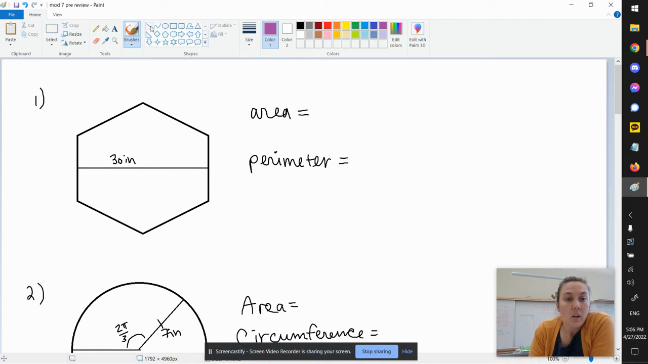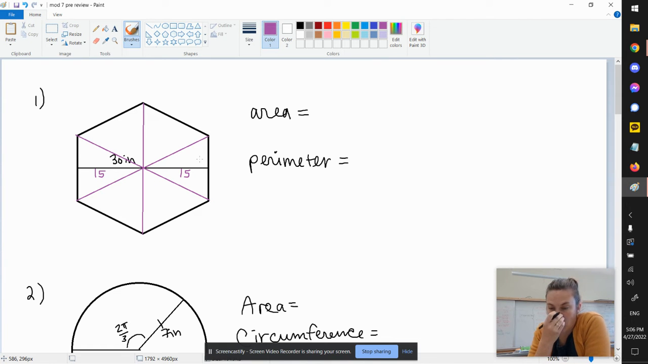Let's go. Okay, the first thing we're going to do here is divide this into 6 equal triangles to kind of manage it. We're going to cut this into 2 parts. So this 30 inch line is going to cut to 15 and 15. And then we're also going to find this upper angle for each of these triangles.